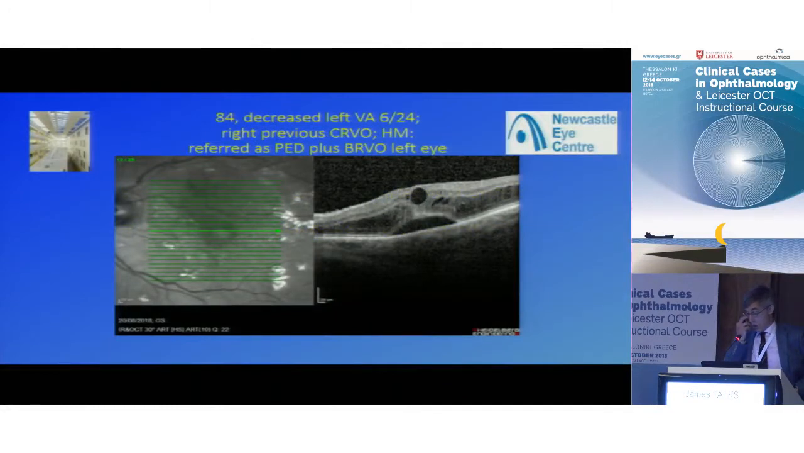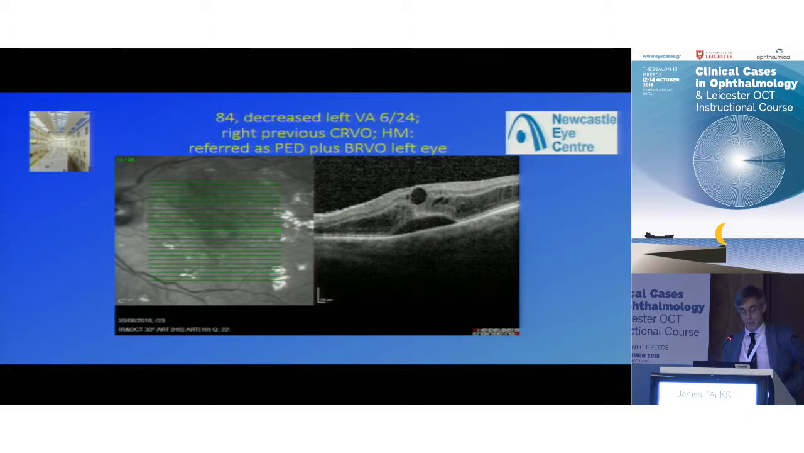So one of the issues, of course, is what is the diagnosis? This is actually a patient I was referred not long ago by one of my colleagues, who said there's an 84-year-old patient, their vision's down, 6/24. They previously had a central retinal vein occlusion in the right eye and just no useful vision in the right. And they said they've got a pigment epithelial detachment and they've got a branch retinal vein occlusion, which would imply they've got macular degeneration and a vein occlusion. So the question is, is that true?